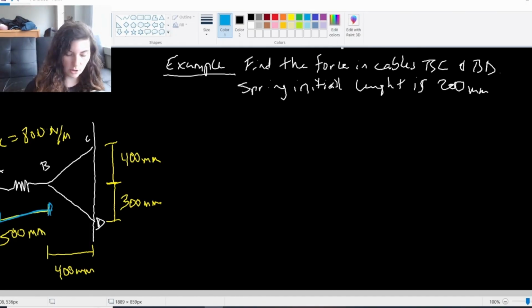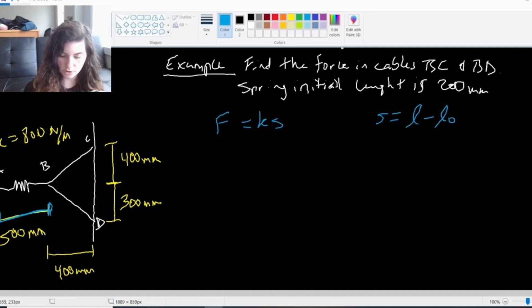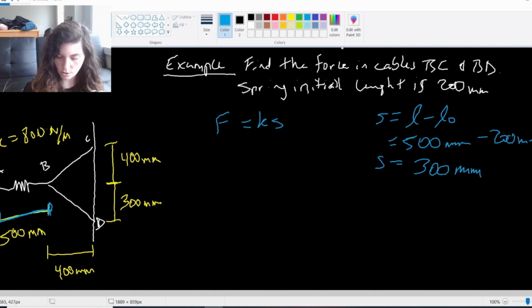So from there, we know that before we can even really start the problem, we need a force to work with. So our force we can get from Ks, where, if you recall, our S is our stretched length minus our initial length, which in this case, our stretched length is 500 millimeters, minus the initial length of 200 millimeters. So that S value is 300 millimeters.